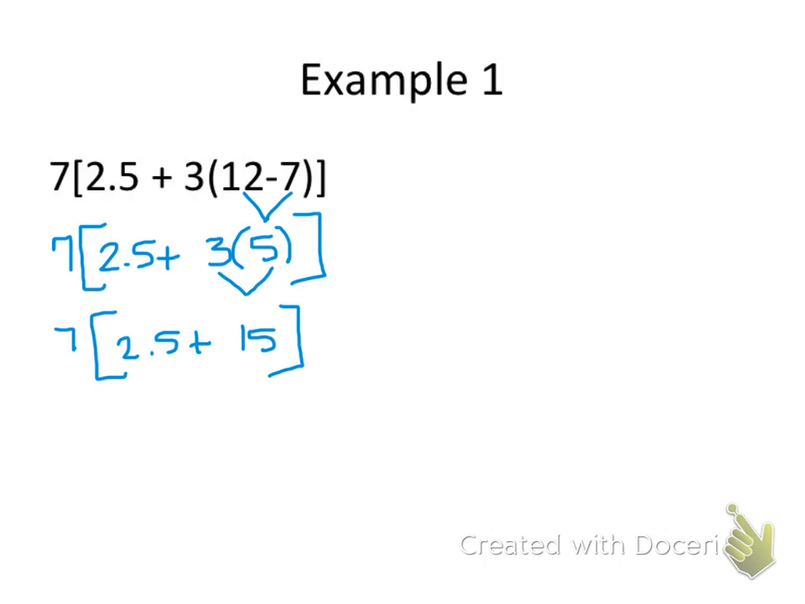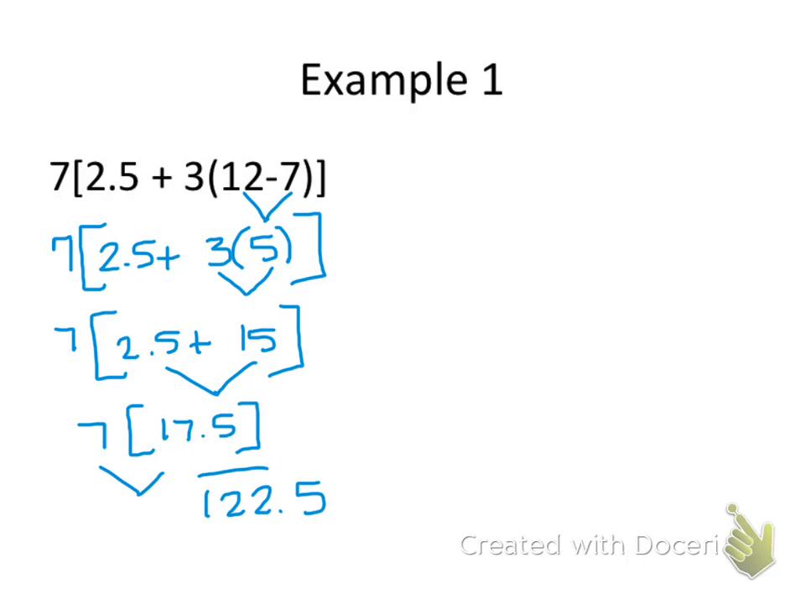And now we're down to being able to add inside the brackets before we multiply. So 17.5. And our final step is then to multiply these two numbers. You might want to use your calculator to help you with this, but don't let it prevent you from writing down some of the steps in between. So 122.5 should be what we get when we solve this problem.